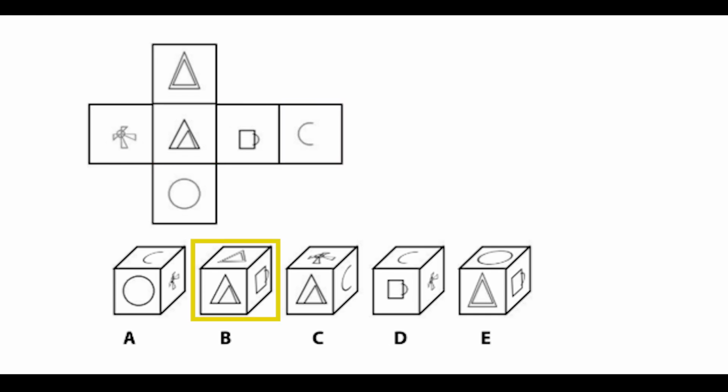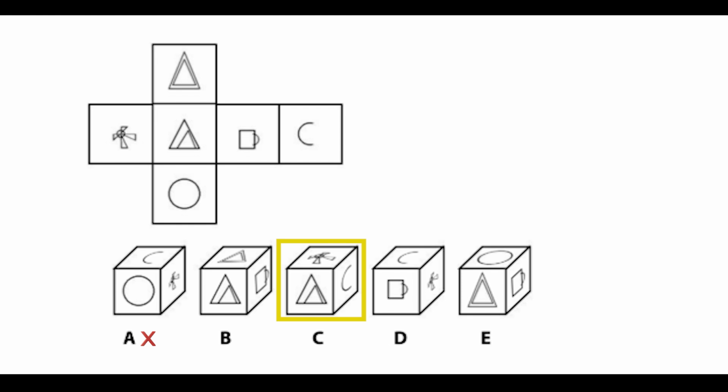In option B, the triangle 1, triangle 2 and mug patterns are correctly positioned. They appear on faces that touch each other exactly as they do when the cube is folded. In option A, placement and orientation of the windmill pattern, circle and crescent are not correct.